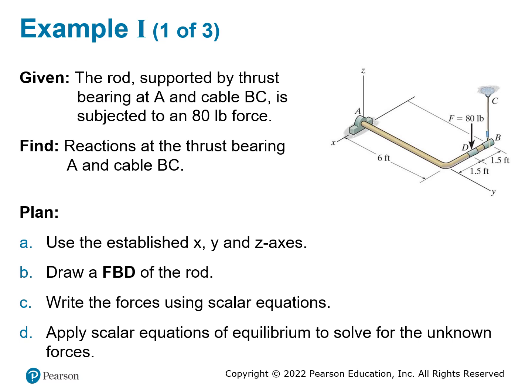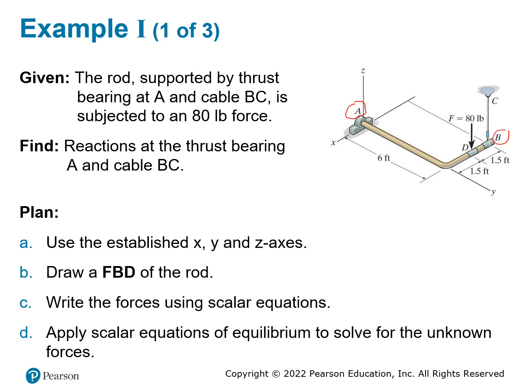Let's look at an example and do some real calculation for the three-dimensional case. In the first example, we have a rod. This is the L-shaped rod. At point A, we have a bearing. At point B, we have a cable going to the roof. At point D, we have a downward force of 80 pounds acting.